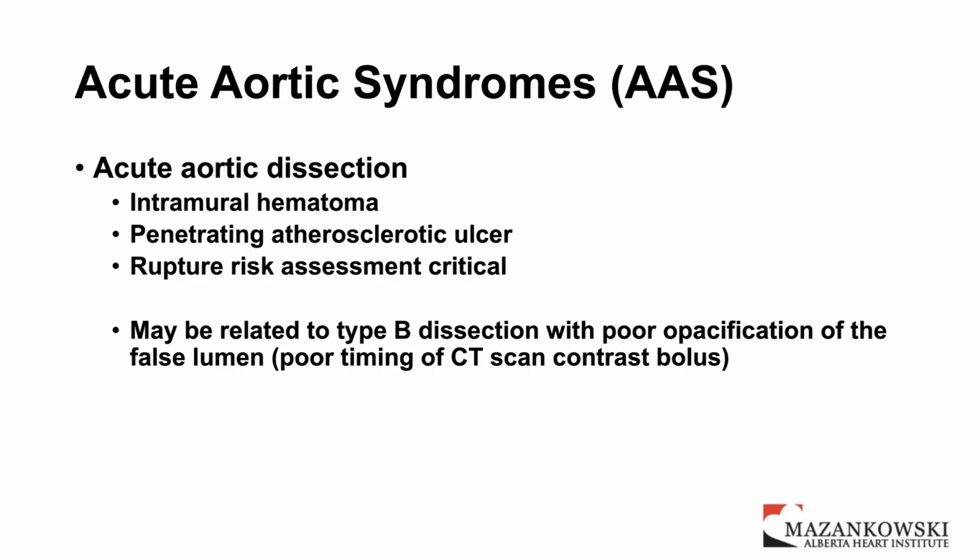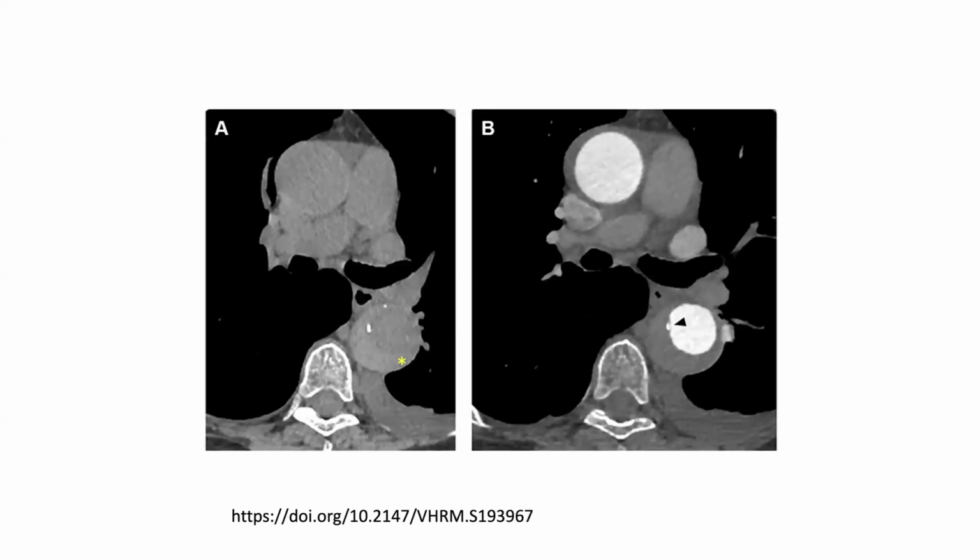A lot of them are either going to be PAU or unrecognized type B with poor opacification of the false lumen or poor timing of the CT scan contrast bolus. A lot of the radiologists, cardiac surgeons and vascular surgeons say, oh, it's a thrombosed false lumen. I think the most correct way of stating that is that it's a non-enhancing false lumen, which would be definitely more accurate. It would also allow for thrombosis, but would account for poor contrast bolus timing.